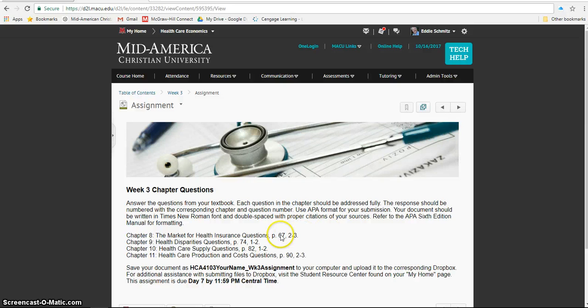We also have question 3 from this chapter. Define moral hazard and then provide an example. Okay, then chapter 9, we are going to be doing question 1, what are the main determinants of health disparities? And then how can these be modified to improve health status? So that's 2. So what are the main determinants?